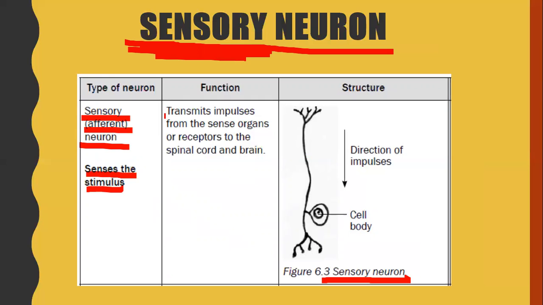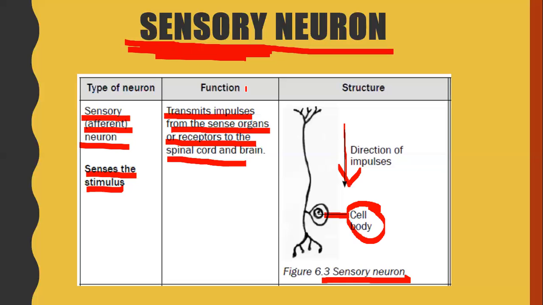The function of it is that it transmits impulses from the sense organs or receptors to the spinal cord and the brain. So this is a structure, as you can see. This is the direction of the impulses, and this is the cell body as well. So this is called the sensory neuron. So don't be confused, and you have to know the difference between the neurons.